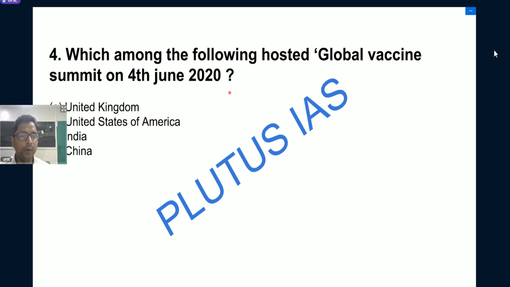Next question, question number 4. Which among the following hosted the Global Vaccine Summit on 4th of June 2020? This Global Vaccine Summit was organized by Gavi, the Vaccine Alliance, and it was held in the UK, United Kingdom. Gavi, the Vaccine Alliance, is a public-private global health partnership, and its goal is to increase access to immunization in poor countries.